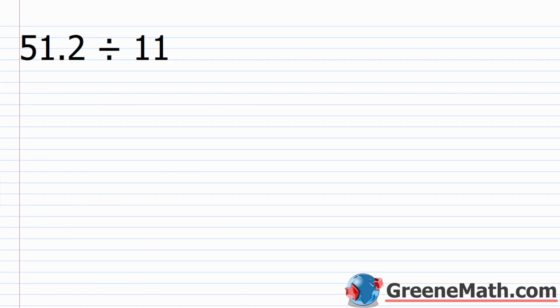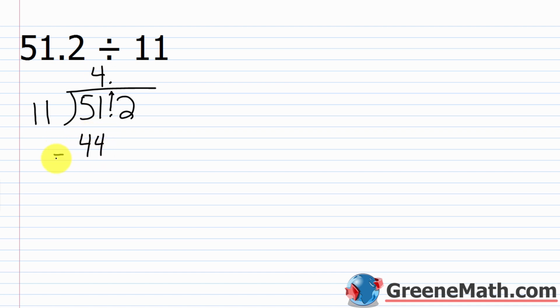All right, let's take a look at another one where you'll have a pattern that continues forever. So you have 51.2, and we're dividing this by 11. So bring that up into the answer, and 11 will not go into 5. It's going to go into 51 4 times. 4 times 11 is 44. Subtract here. I would need to borrow. This would become 4. This would become 11. 11 minus 4 is 7. 4 minus 4 is 0.